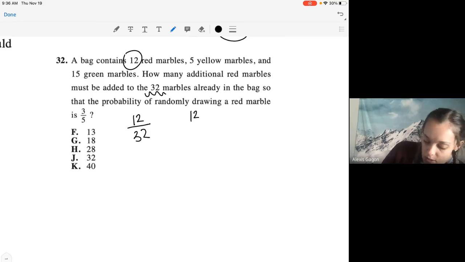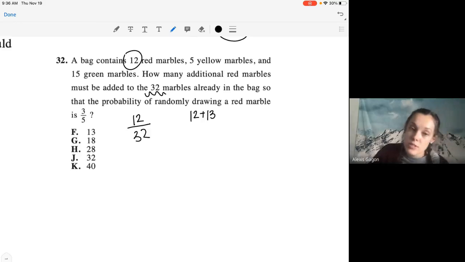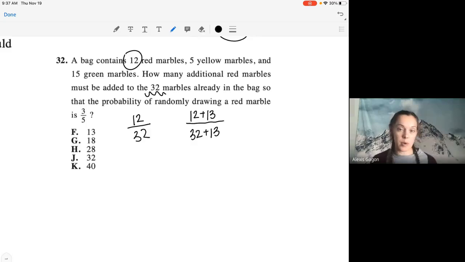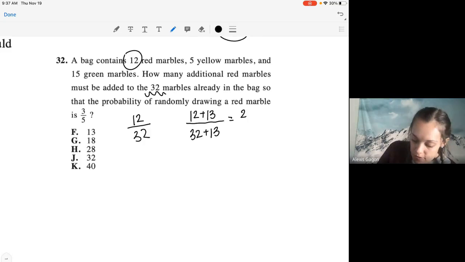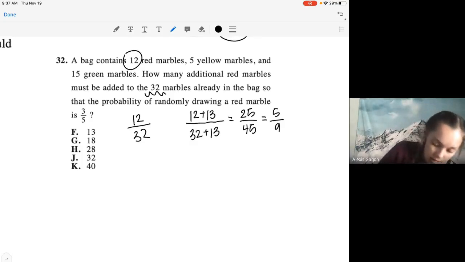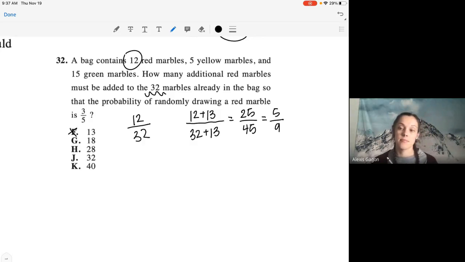So if we add 13 red marbles, that means we're going to have 12 plus 13 on the top. And those 13 marbles also get added to the total number of marbles, right? So then this would be 25 out of 45, which reduces to 5/9, right? Yeah, because 5 goes into both of those, which 5/9 is not 3/5. So it is not 13 marbles.